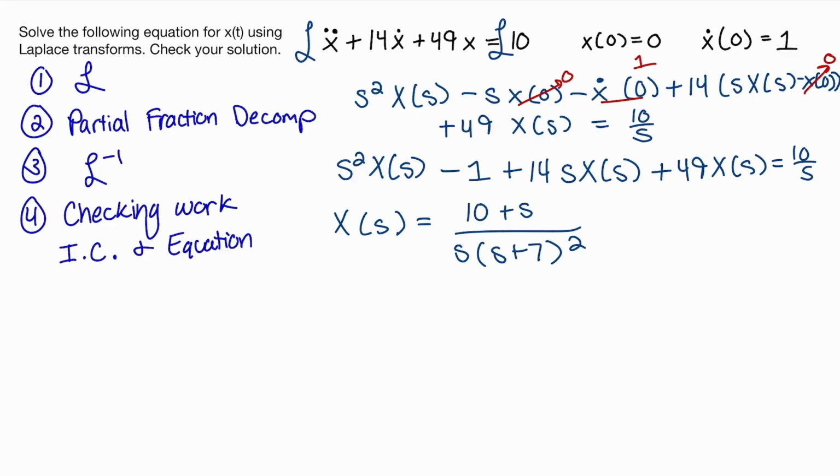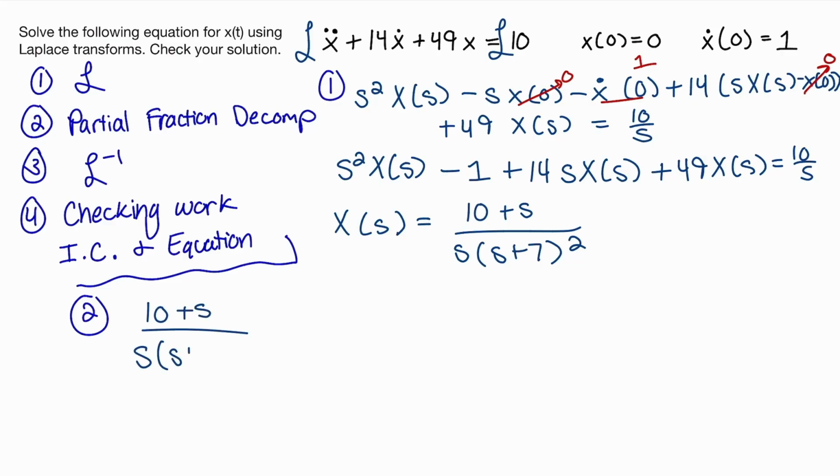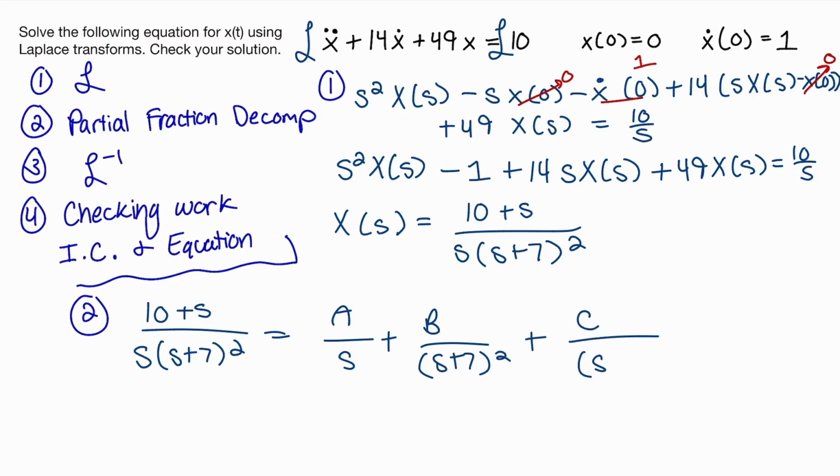So this was step 1. Now we want to do step 2. I'll start it over here. Step 2, we're doing the partial fraction decomp. So what we'll end up with is (10 plus s) over s times (s plus 7) squared, and then we can write it out as A over s plus B over (s plus 7) squared plus C over (s plus 7). Now we want to find each coefficient.